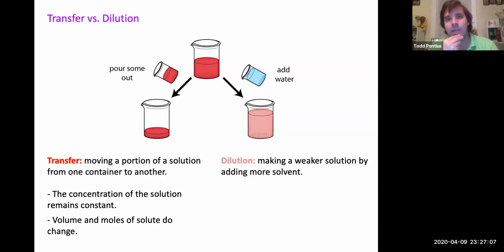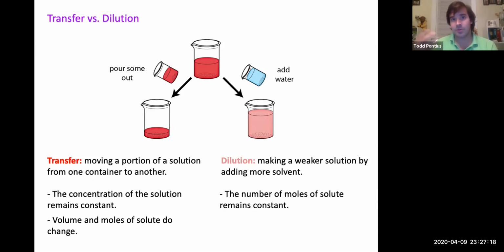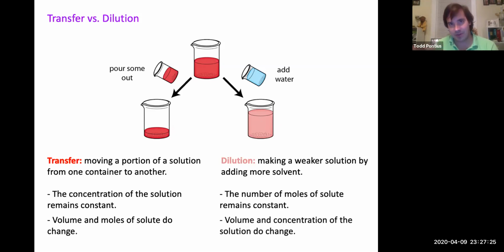On the flip side, we can also do something called a dilution, where we add water to something. When we add water, the number of moles of the solute remains consistent. So if we're looking at molarity, molarity is moles per liter, the mole stays consistent, but we have more liters of solution. So that means that our concentration will actually go down. So the volume and concentration are going to change.